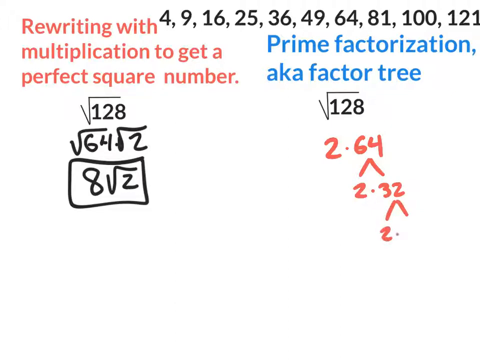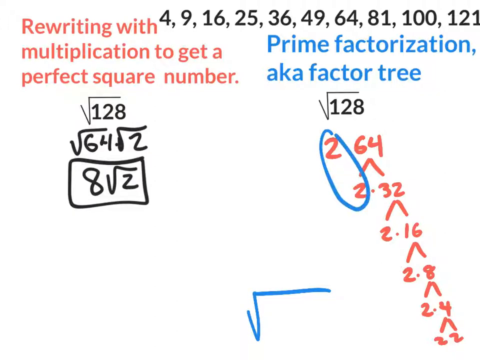32 is really 2 times what? 2 times 16. So if you know how to divide by 2, you could continue breaking down with the factor tree. 16 is really what? 8 times 2 or 2 times 8, okay? And then 8 is really what? 4 times 2 or 2 times 4. And then 4 breaks down 2 times 2. That's a lot of 2s, man, right? But check it out. Here's our answer.